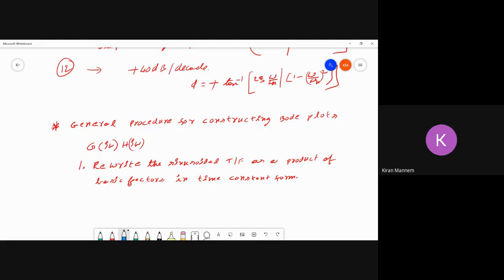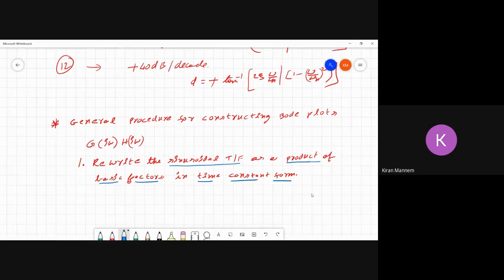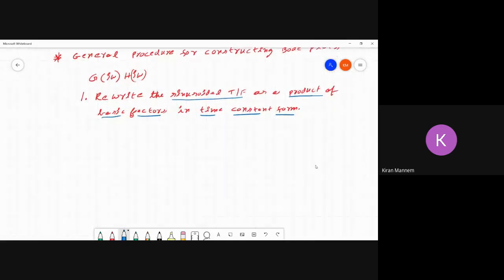So what's the key point here? We should write in sinusoidal transfer function. Then it should be written in terms of product of basic factors, right? So if you don't write your transfer function in terms of basic factors, you cannot draw the Bode plot. And also, what's the form? It should be time constant form. So these are the key points in the first step. Second step.